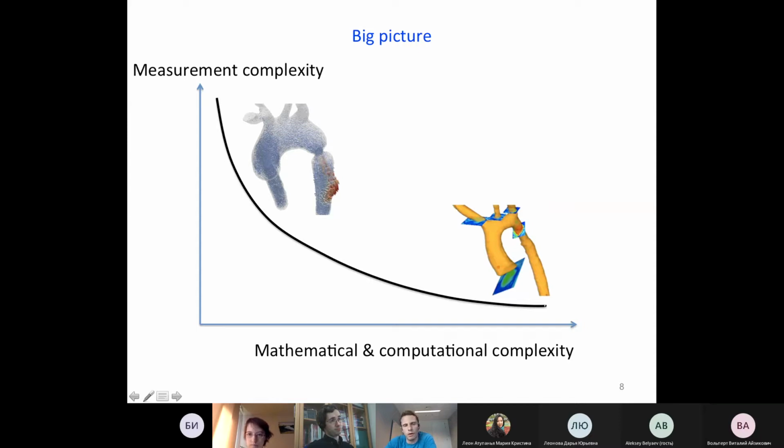And if you want to go for measurements that are easier to acquire, with less complexity, then you will automatically have to increase the mathematical complexity of your problem and also the computational complexity. For example, if you have only a few measurements somewhere, then you will have to couple those measurements using some kind of optimization approach. So that, of course, leads to more complications.